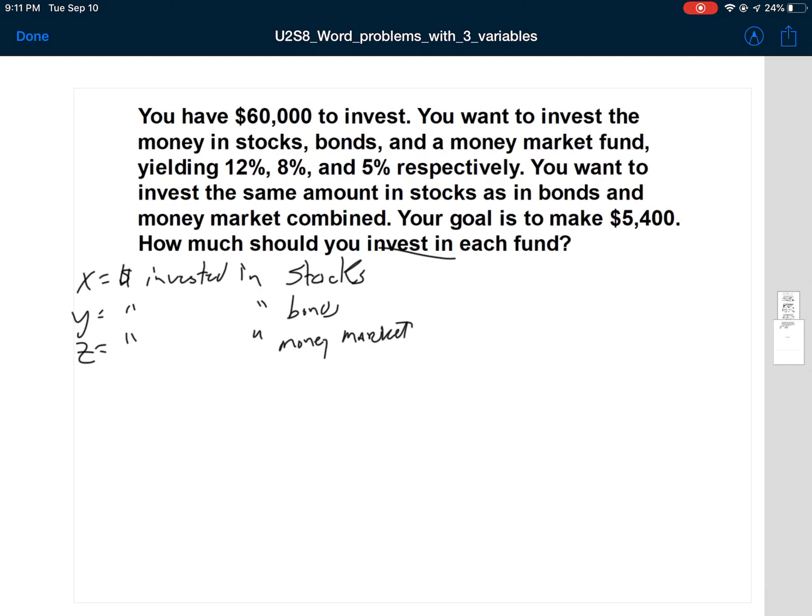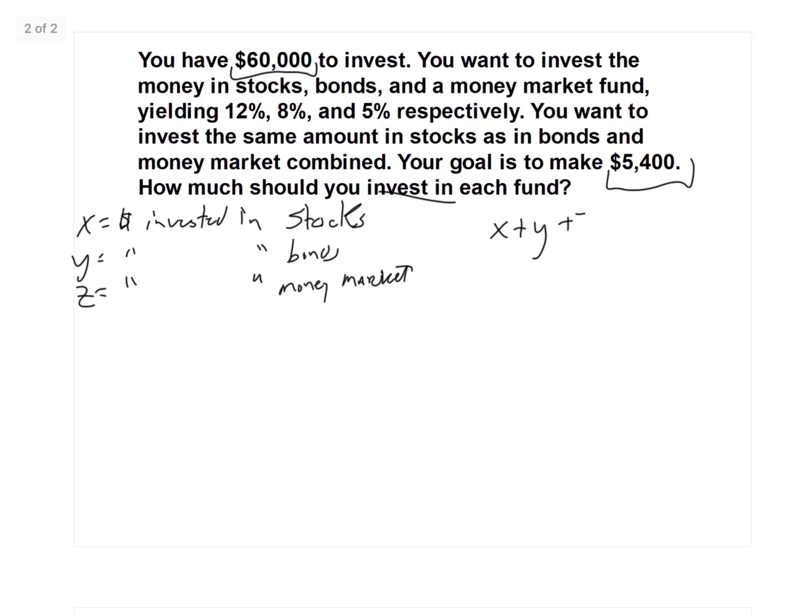Now I've got 2 monies here. I guess I've got the 60,000, and I've got the 5,040. The 60,000 rather is the amount that I invested in them all combined. So that's X plus Y plus Z.